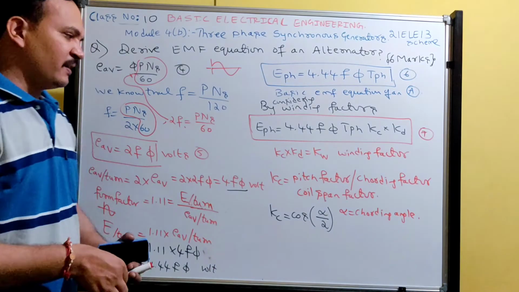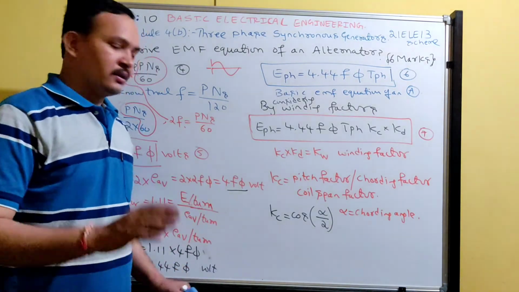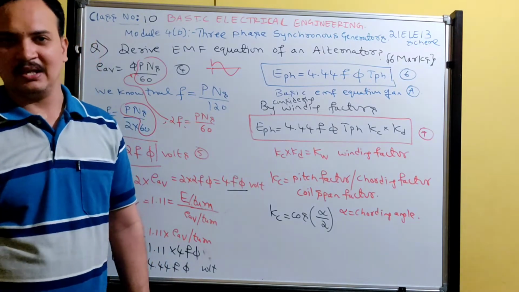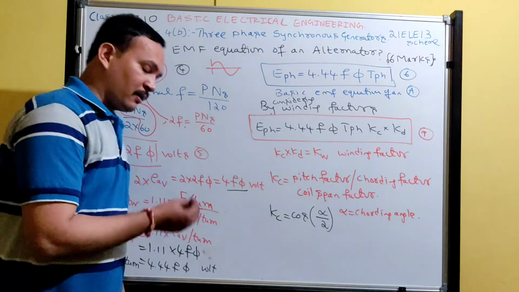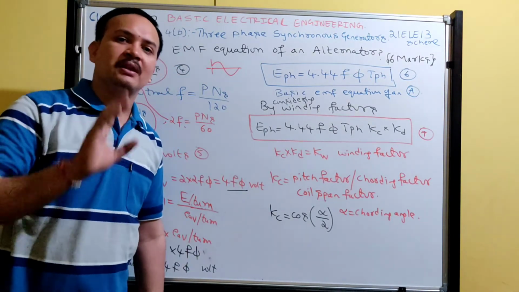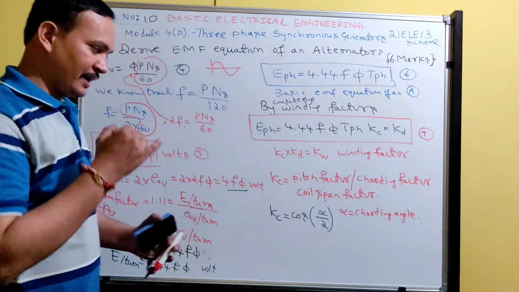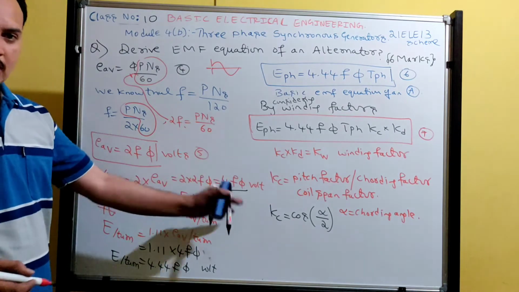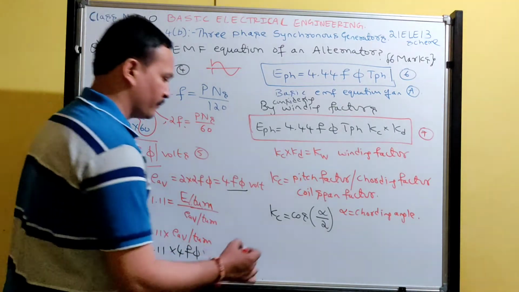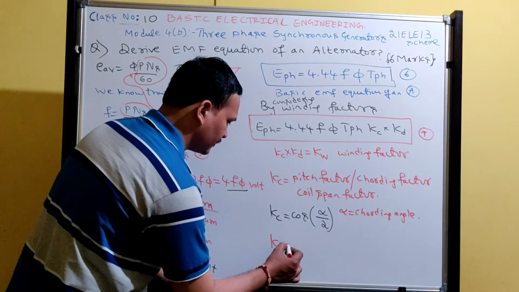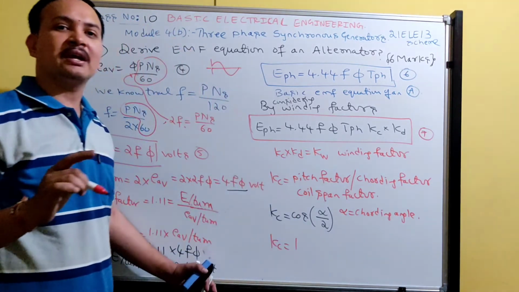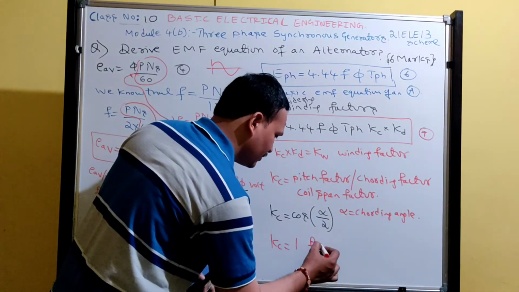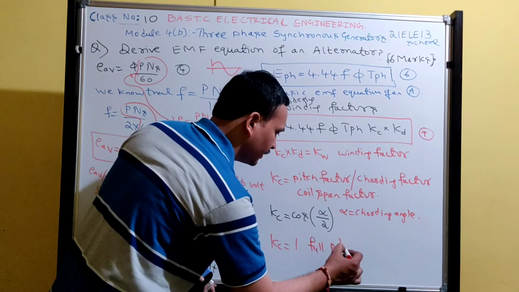See guys, 99% they won't ask you to calculate what is the value of Kc. Calculating Kc is not in your syllabus. It is a higher level topic. However, you must know something about Kc. So you can take Kc value 1 only. You take Kc is equal to 1. When must you take Kc is equal to 1? When winding is full pitched.